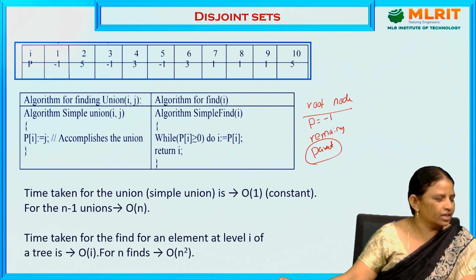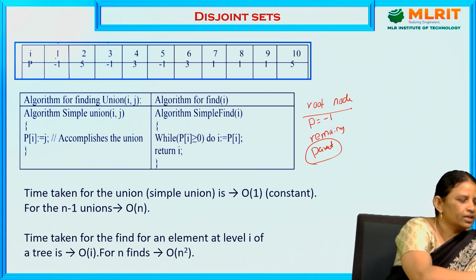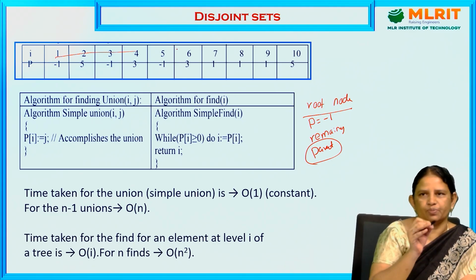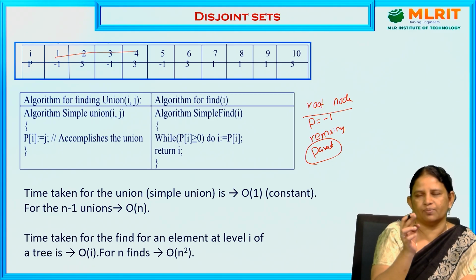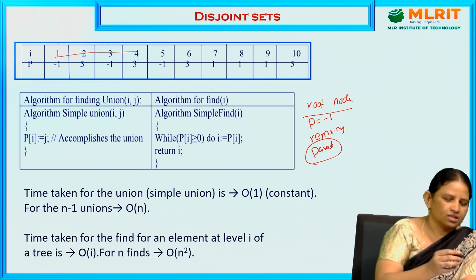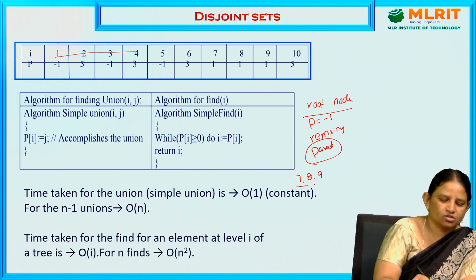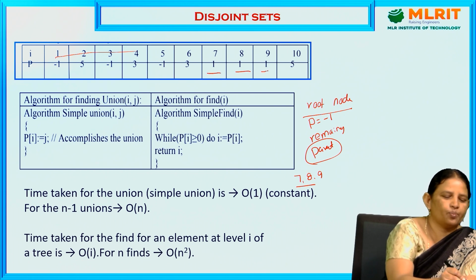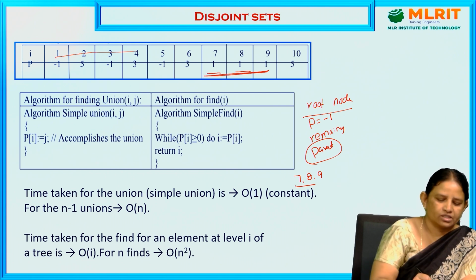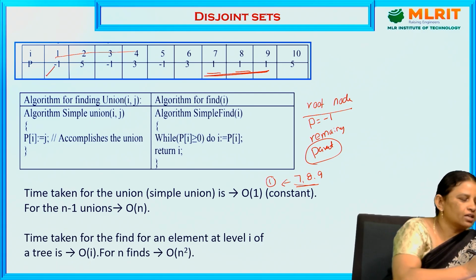Let us look at the example. I is nothing but the corresponding nodes. That means there are 10 nodes, numbered 1 to 10. Next, 7, 8, 9 parent is 1. 7, 8, 9 are connected to 1. So 1 is a root node, and its parent value is -1.